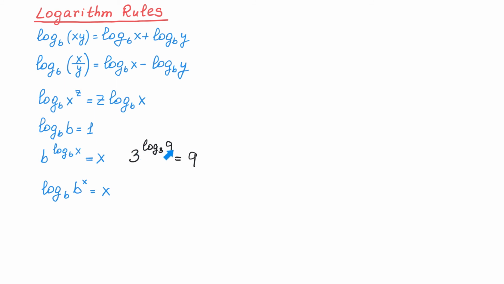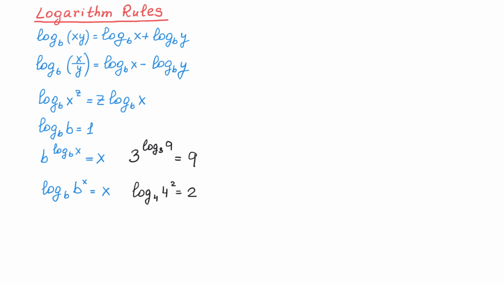So if all this equals 2, then 3 to the power of 2 will give us 9. And the last rule we have here is log base b of b to the power of x equals x. Let's have an example here. Log base 4 of 4 to the power of 2 equals 2. So the base is 4, the exponent is 2, and the result is 4 to the power of 2. Indeed, 4 to the power of 2 equals 4 to the power of 2.